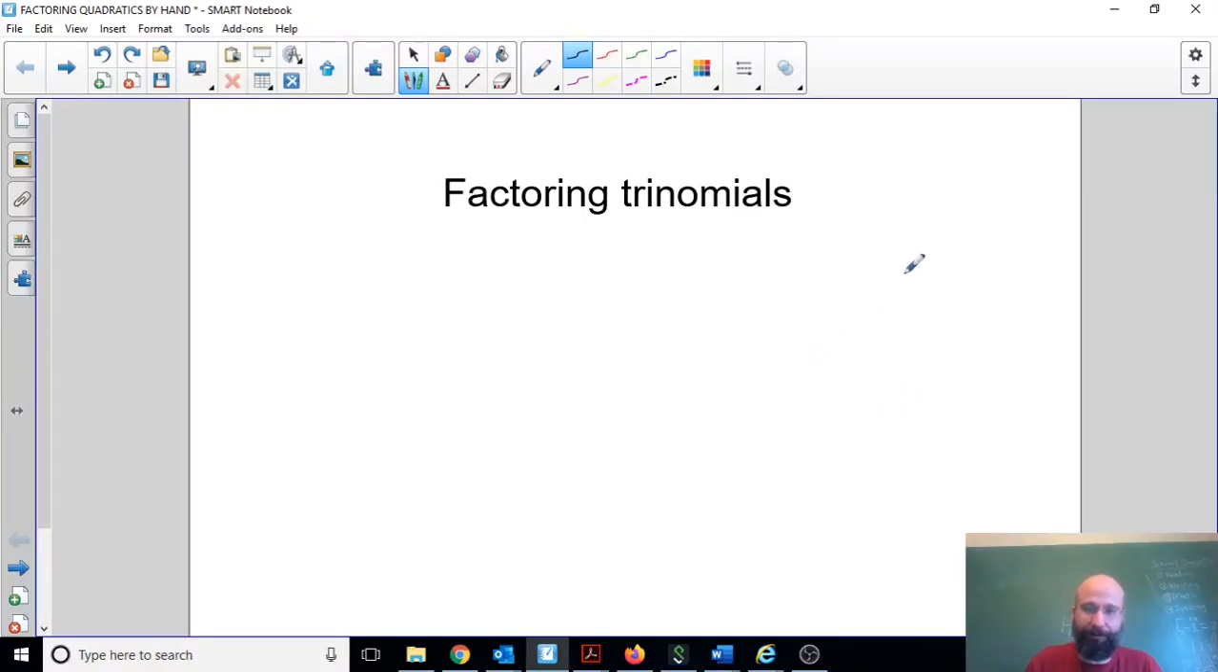Remember, a trinomial has three terms. This should all be reviewed. And what we're factoring is quadratics. So that means the highest exponent is a 2. So x squared plus 4x plus 3. This is a trinomial and it's a quadratic.